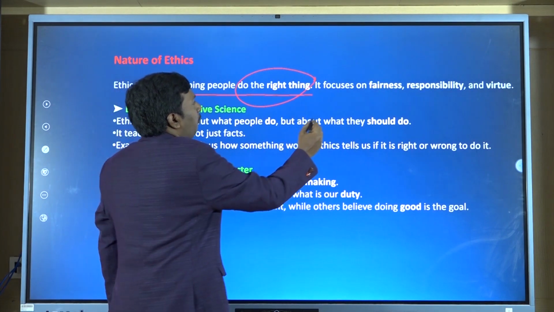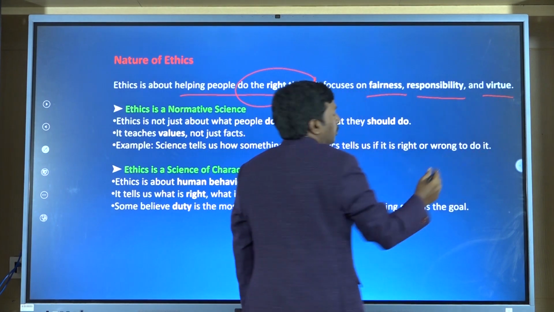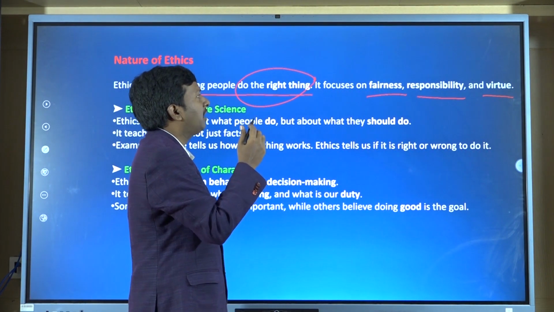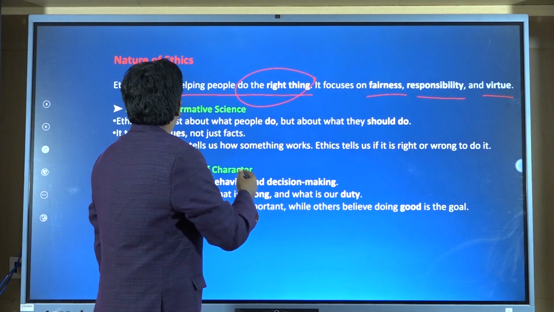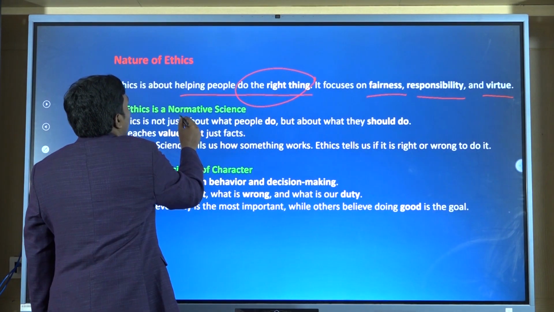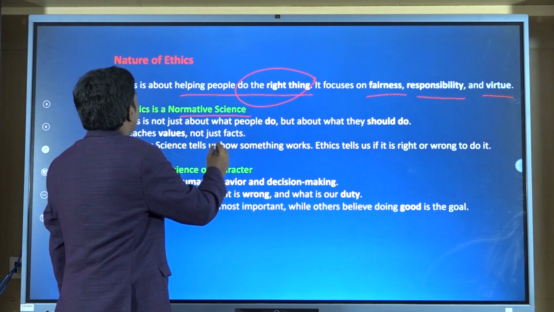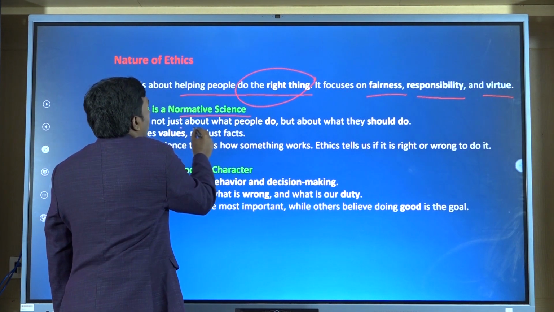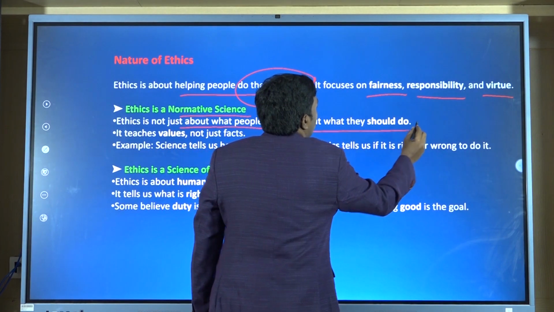So it also focuses on fairness, responsibility and virtue. So we have to do with fairness and responsibility and virtue. And there are different natures of ethics. So here the first one is that ethics is a normative science. It tells about ethics. Ethics is not just about what people do, but about what they should do.